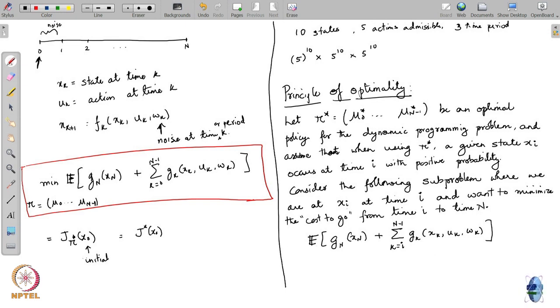Okay, then now our result. So, the result is that the truncated policy, and that is denoted by mu I star, mu I plus 1 star, till mu n minus 1 star, right, is optimal for the above sub problem.